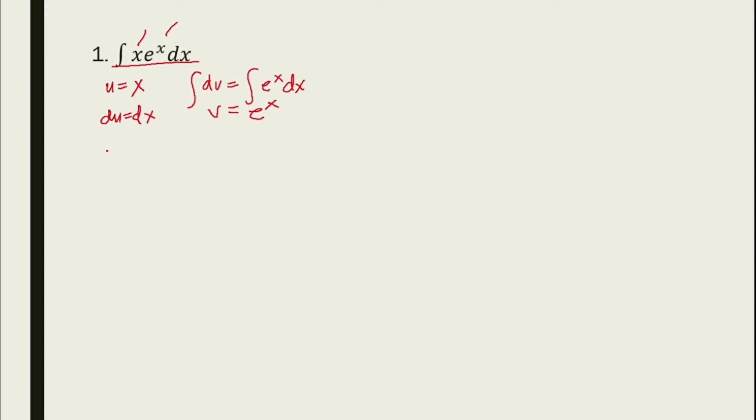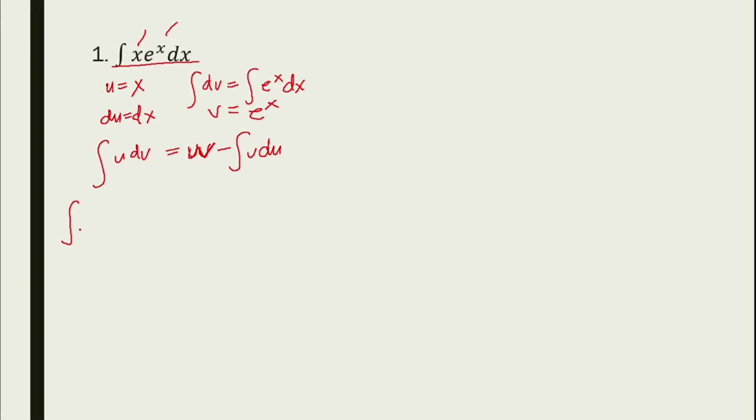Okay, let's go back. The formula is the integral of u dv is equal to uv minus the integral of v du. So we have here the integral of this part.